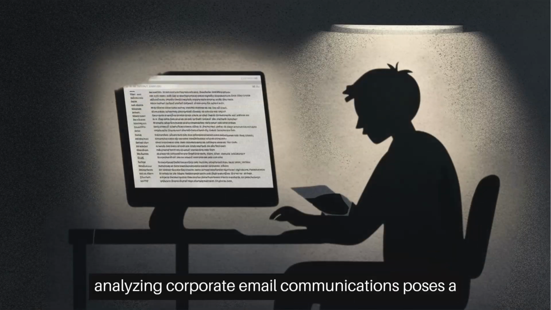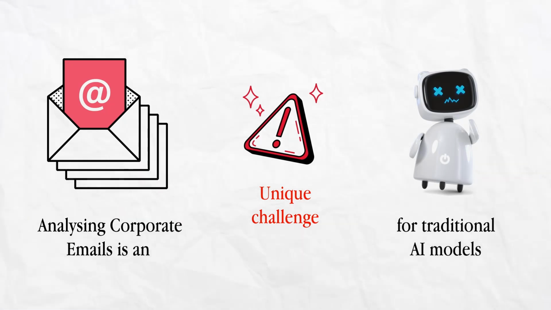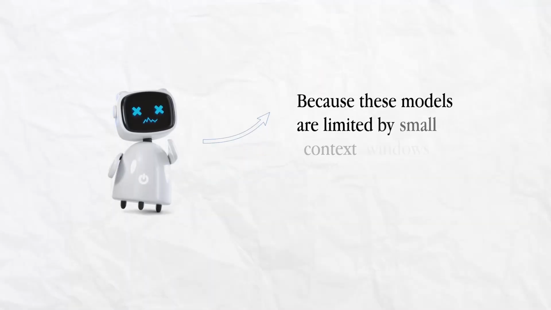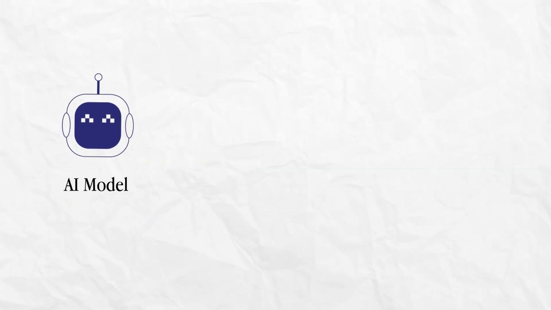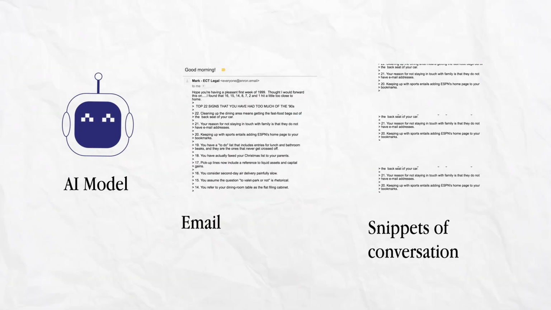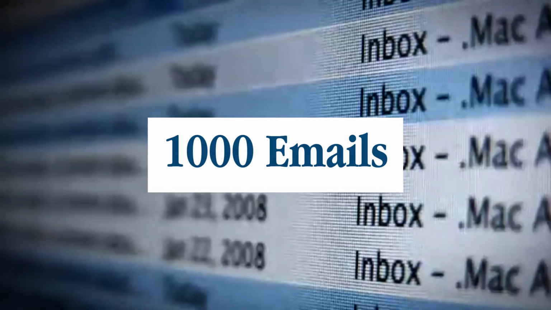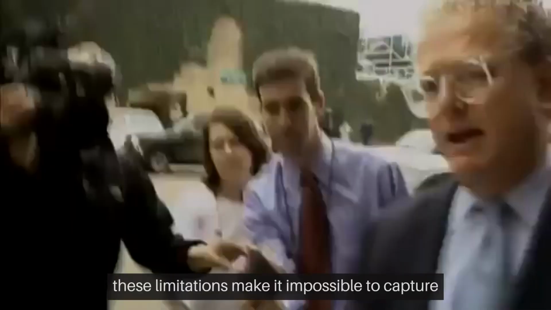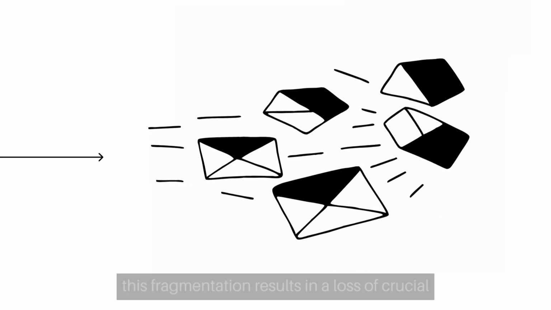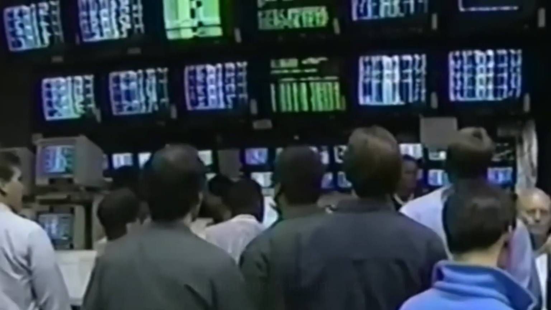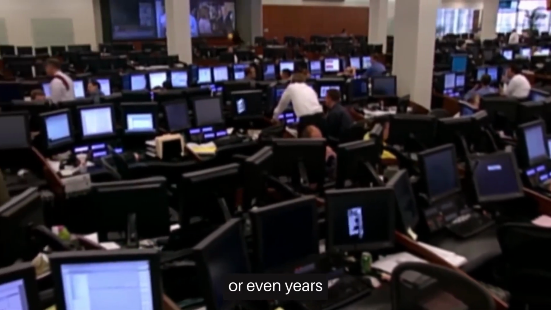Analyzing corporate email communications poses a unique challenge for traditional AI models. Why? Because these models are limited by small context windows, typically handling only snippets of conversations. In the case of Enron, with threads stretching over 1,000 emails, these limitations make it impossible to capture the full story. This fragmentation results in a loss of crucial temporal and relational data, preventing us from detecting how fraudulent schemes evolve over months or even years.